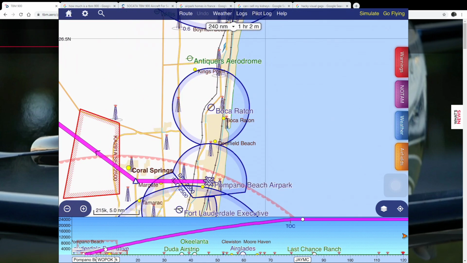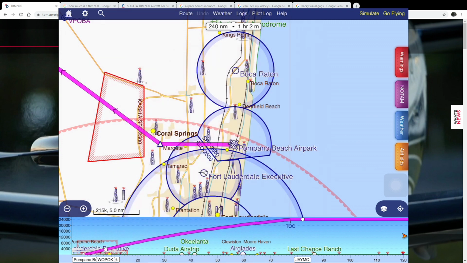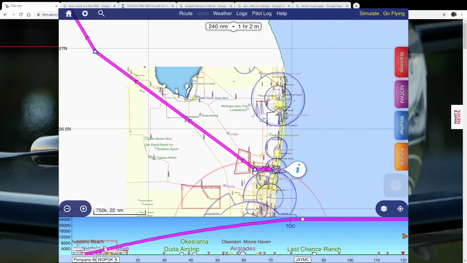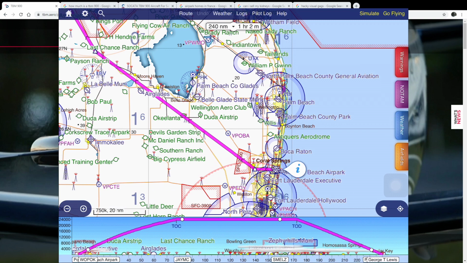The flight originated in Pompano Beach. Pompano Beach is Class Delta airspace from the surface up to 2,500 feet. Now, if I was an IFR flight on an IFR clearance, when I go outside that Class D airspace, I'm still in controlled airspace because Class E is still controlled. And I climb up towards the northwest here. When I go above 18,000 feet, I'm in Class A airspace where only IFR traffic is permitted and it's fully controlled.